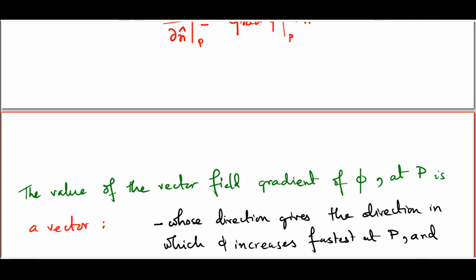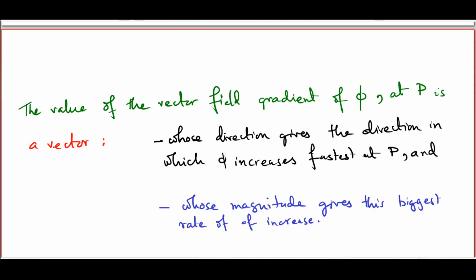And what about its magnitude? Its magnitude actually gives you the largest rate in which phi will increase at a particular point. So the gradient of phi both gives you the direction of steepest ascent, so to speak. If you imagine that this function describes the height of a hill, this will give you the direction in which you can move so that you get to the highest point fastest, or at least locally gain height the fastest. And its value definitely gives you the rate at which you gain this height.